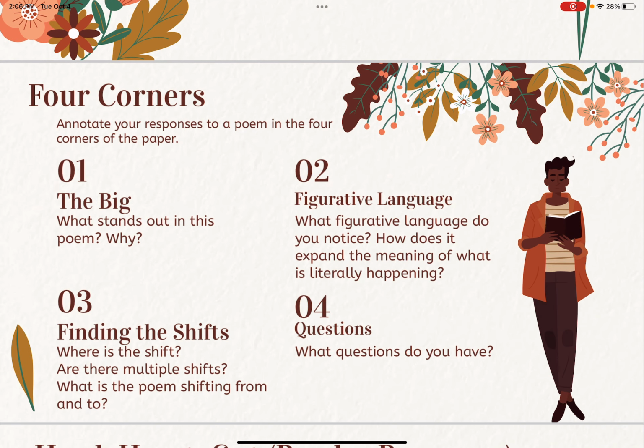Another strategy is something called four corners. So this is where, if you have your sheet of paper, or in your case, your Notability iPad screen, you can do four corners, different annotations in the four corners. On the upper left-hand corner, you can do the big picture: what stands out in this poem and why? In the upper right-hand corner, you can look at figurative language. What figurative language do you notice? How does it expand the meaning of what is literally happening?